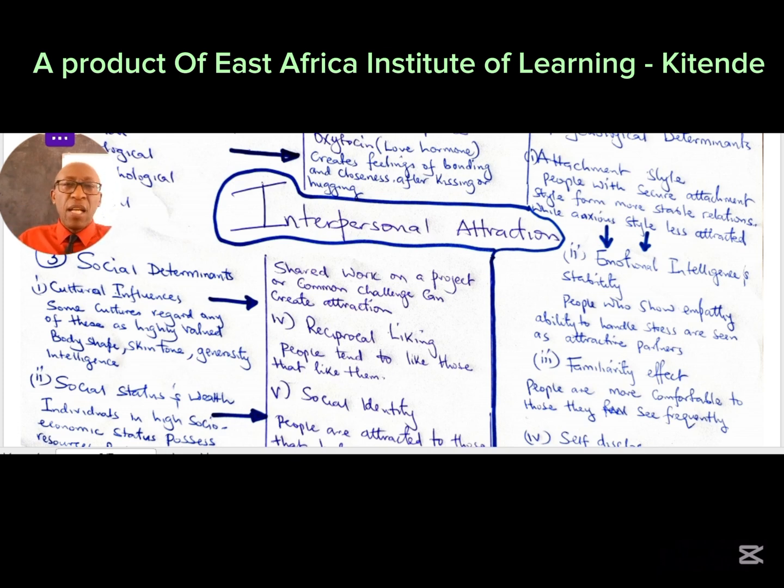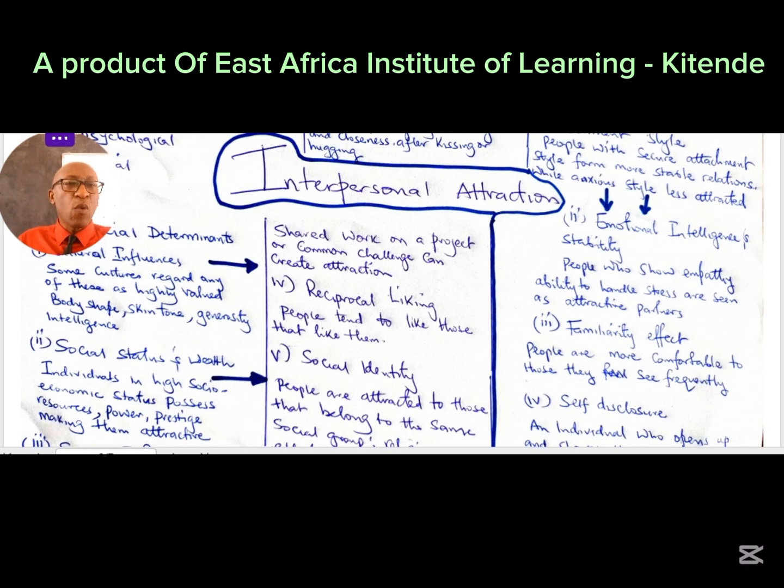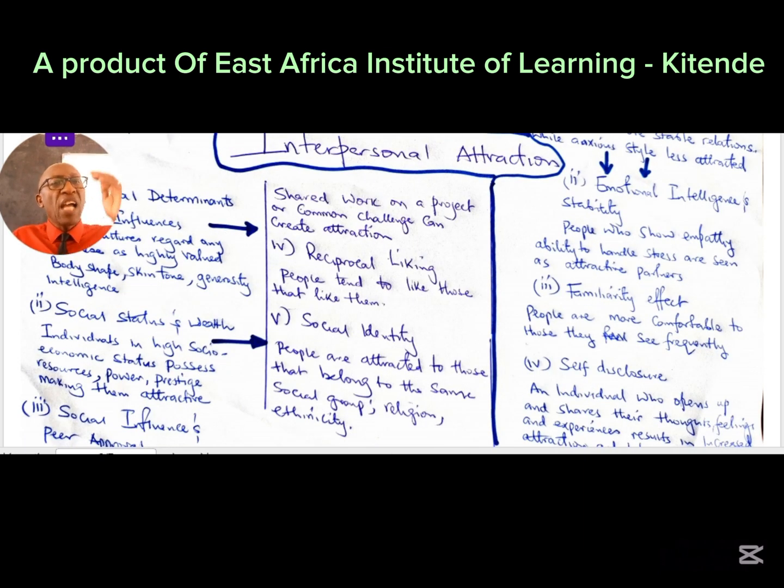Social determinants. Now there is also social status and wealth. Individuals of high socio-economic status usually possess resources. They have the money, they have the power, they have the prestige. And such people usually draw people to themselves. That is why you notice rich people usually complain, oh, when all the money disappeared, all these friends ran away. Hey, wait a minute. They were drawn to you by virtue of your social status.